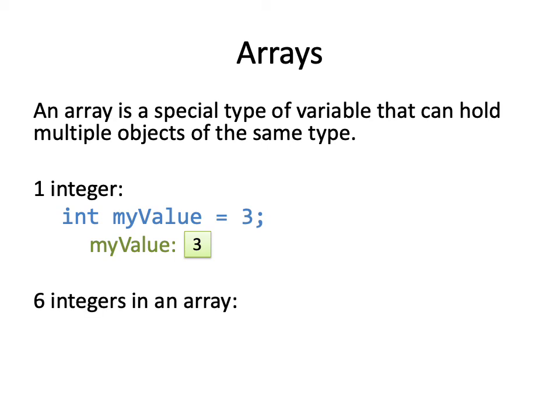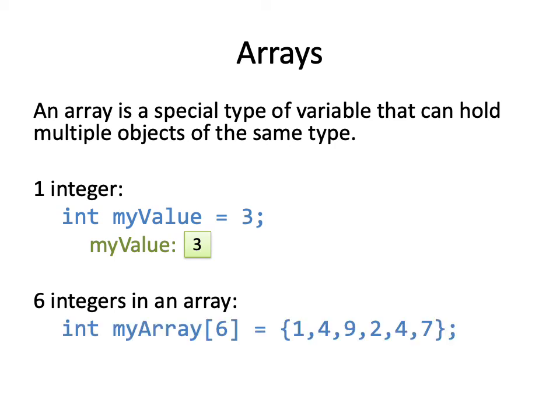Now if we wanted to have 6 integers in an array, we could declare it like this: int myArray[6] = {1, 4, 9, 2, 4, 7}. Here, we're declaring an int array called myArray, so the variable name is myArray. It's just one variable, but now it has 6 boxes, or 6 spaces to hold 6 different values inside of it. So this is what an array kind of looks like, whereas before we have a variable and we can just hold one thing in the variable, an array is a special kind of variable in which we can hold multiple values in each element of that array.